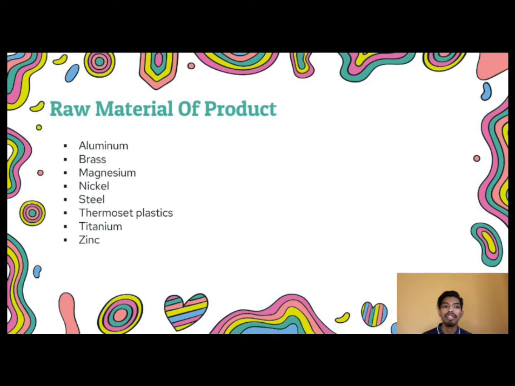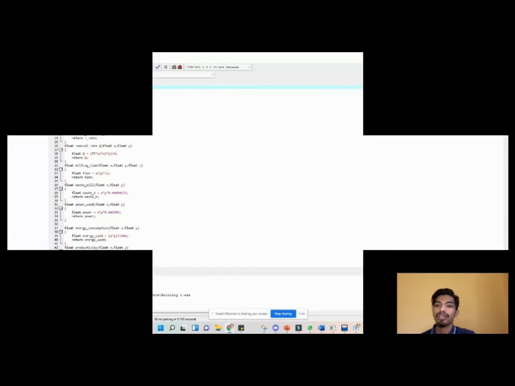And the raw materials of the product: first aluminium, brass, magnesium, nickel, steel, thermoset plastic, titanium, and last zinc. Okay, that's all.